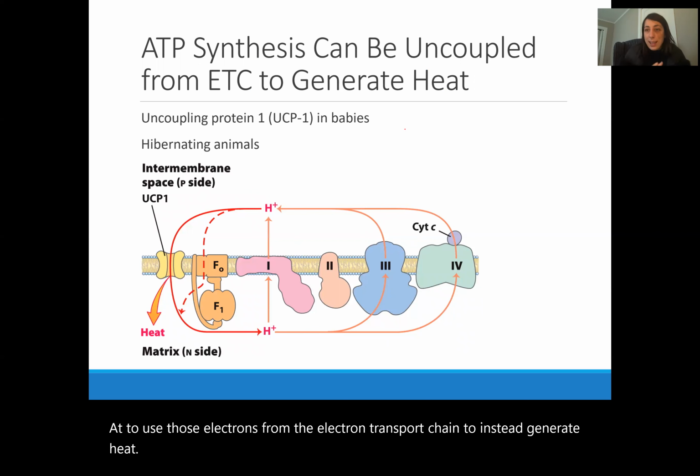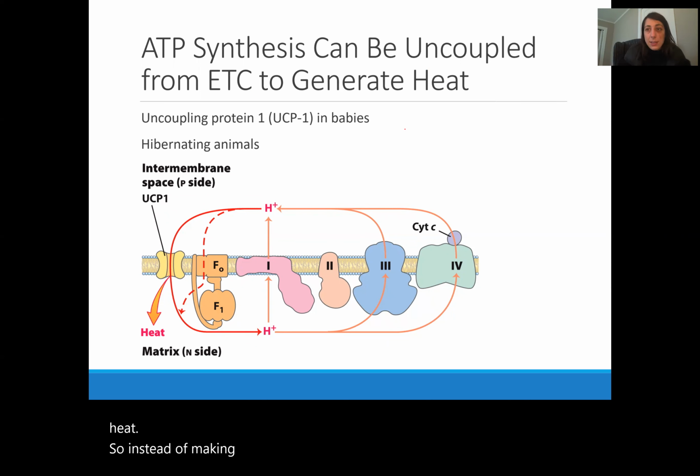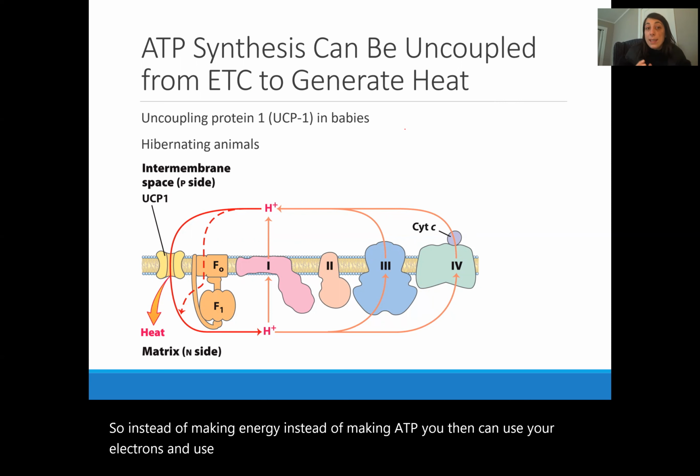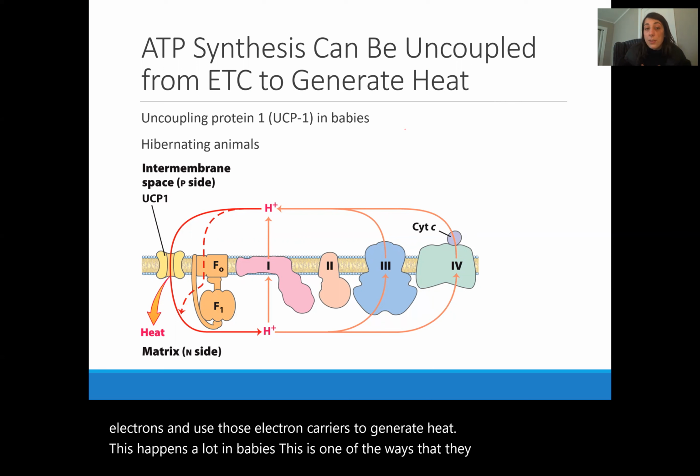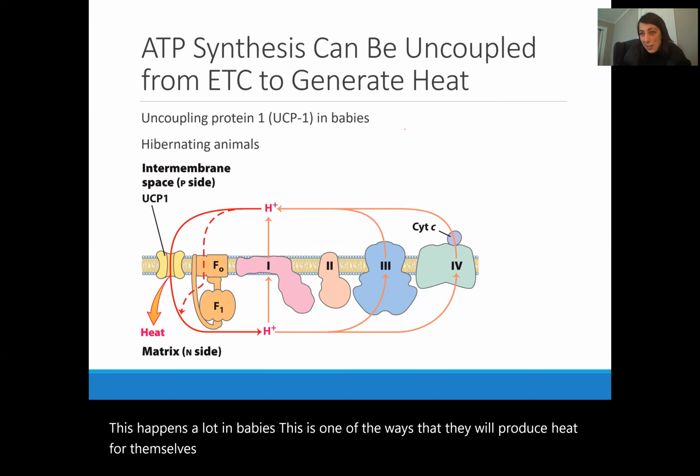So instead of making energy, instead of making ATP, you can use your electrons and those electron carriers to generate heat. This happens a lot in babies. This is one of the ways that they will produce heat for themselves. Also, hibernating animals are going to utilize this to generate heat for themselves.